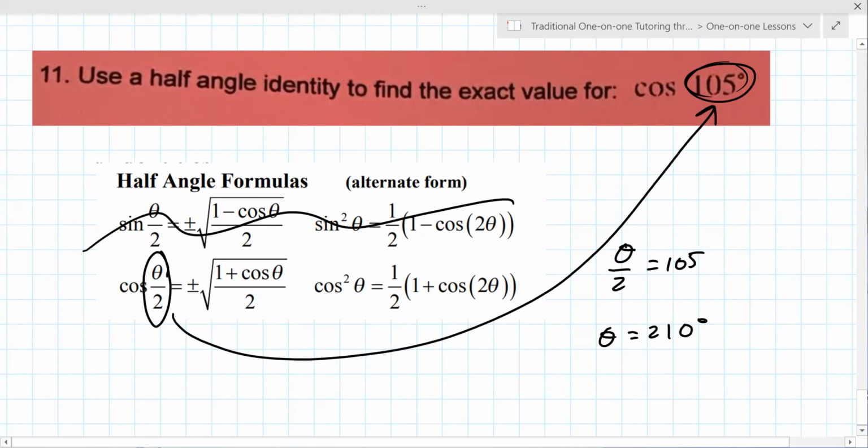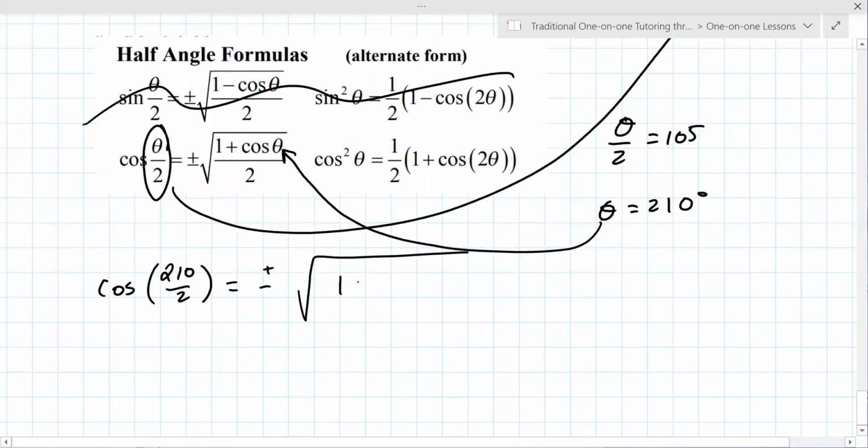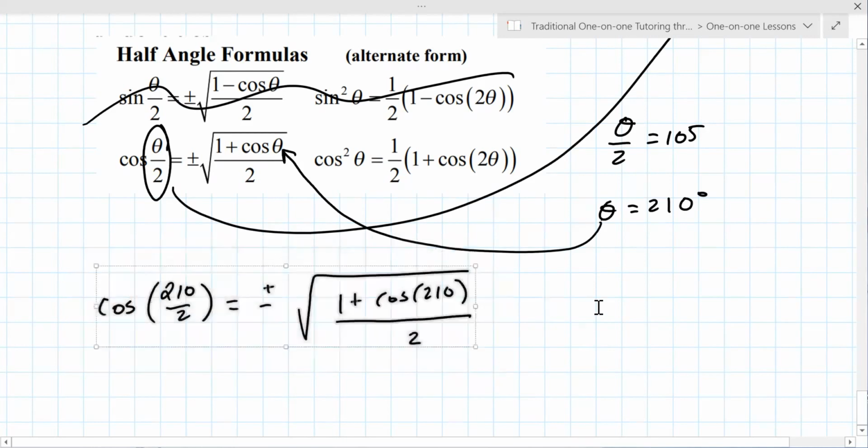So the reason this matters is that the angle you find is what goes into this formula here. So cosine, and I'm going to write it this way, 210 divided by 2, which is 105, equals plus or minus the square root of (1 plus cosine 210) over 2. Is that okay? Yeah, it makes sense. Okay, so cosine 210, you have to look up on your unit circle. There are ways to do it faster, but it ends up being minus the square root of 3 over 2, all over 2.